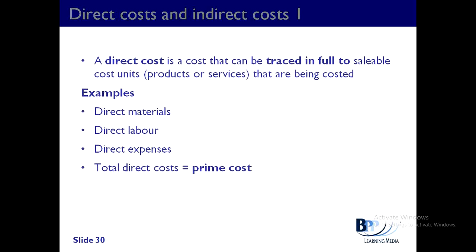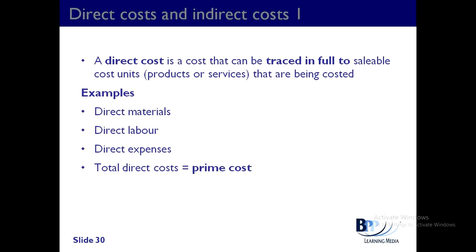Cost classification. Classification number one. Costs can be classified as direct costs and indirect costs. So what is a direct cost? A direct cost is a cost that can be traced in full to a sellable cost unit or product or service that is being costed. Examples of direct costs include direct material, direct labor, direct expenses. The total of all direct costs is called prime cost. So what's a prime cost? Prime cost is simply the total or the sum of all direct costs.